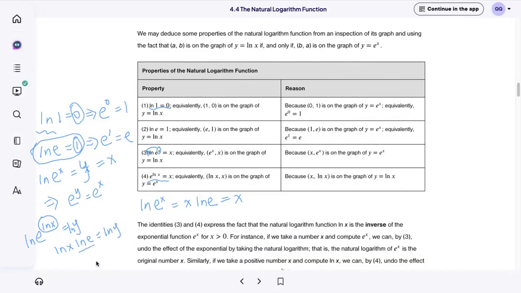Well, ln e is just 1. So ln x equals ln y. So that's why y equals x. So that's why e raised to ln x equals x. Right? So those are some special properties of logs. Make sure you remember those by heart.